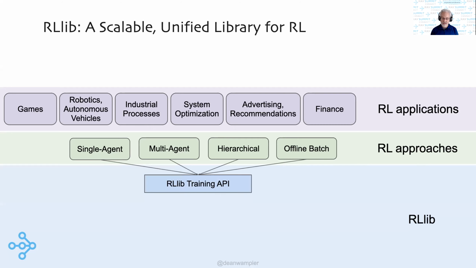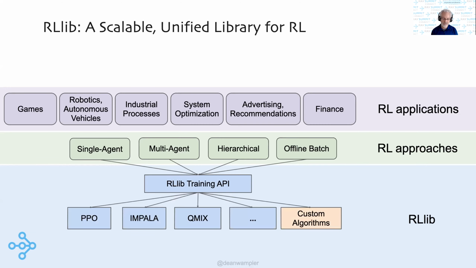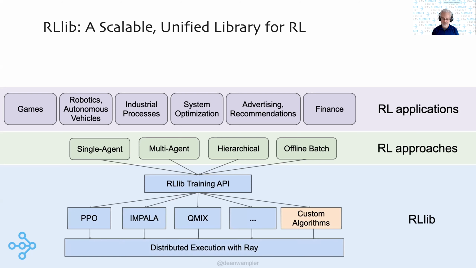RLlib then tries to address all of these things with a fairly intuitive, mostly declarative API that generalizes over all the algorithms that exist that you might want to use. We'll actually look at PPO as an example. Proximal policy optimization is what it's called. And all of that runs on top of Ray, which handles all the distribution around a cluster for all of the different stuff that has to happen.